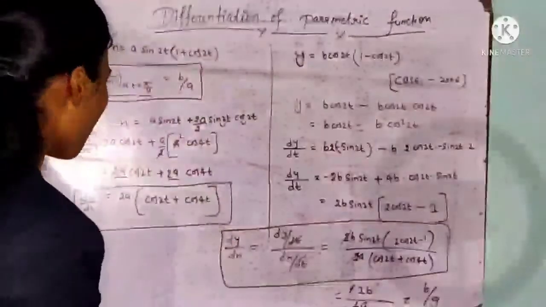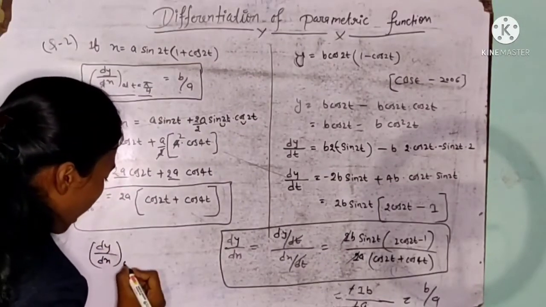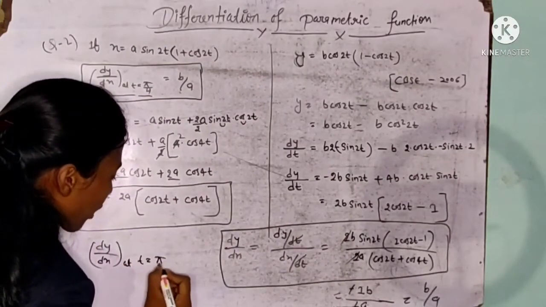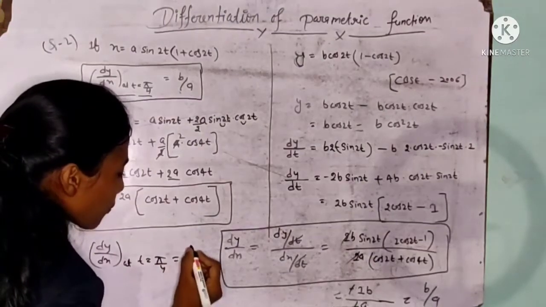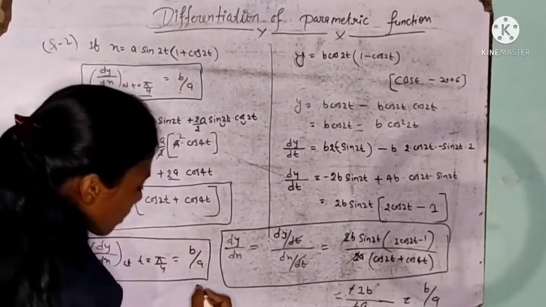So finally I hope we are getting dy by dx at t equal to pi by 4 is equal to b by a. This is proved.